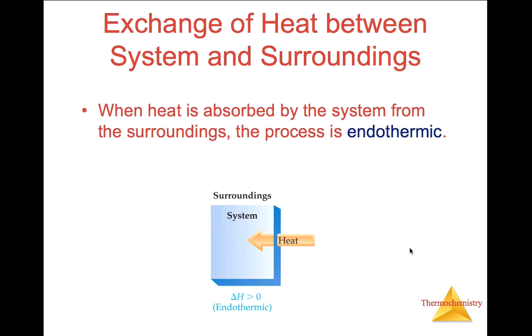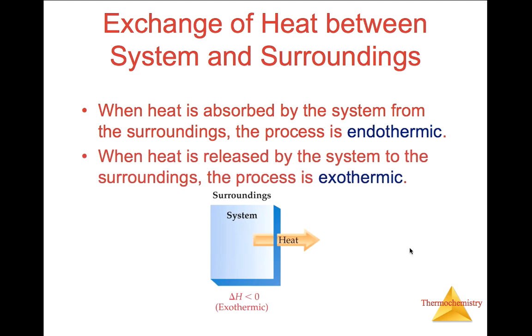The exchange of heat between the systems and surroundings is a very important concept in chemistry. When heat is absorbed by the system from the surroundings, the process is called endothermic. When the heat is released by the system to the surroundings, the process is called exothermic. See what's important to know what the system is and what the surroundings are? Remember, just as a quick reminder here, the system are the atoms, molecules, or ions that we're looking at. The surroundings are the beaker, or the flask, or the container that holds it, and the air that surrounds them.